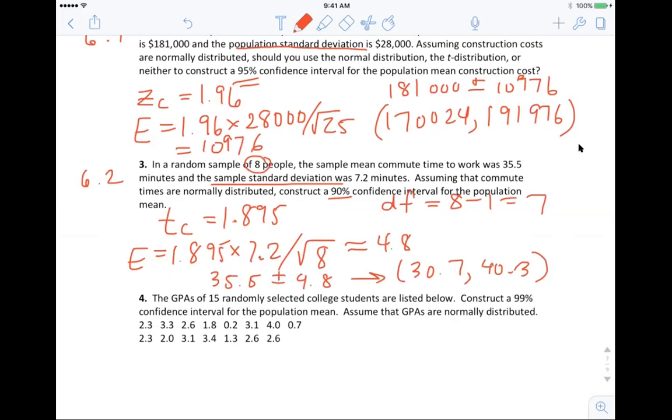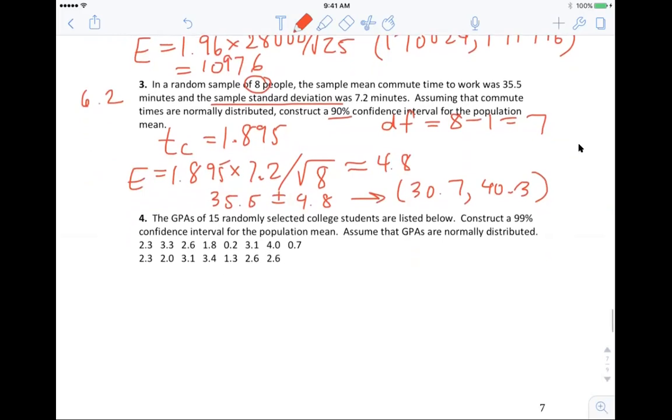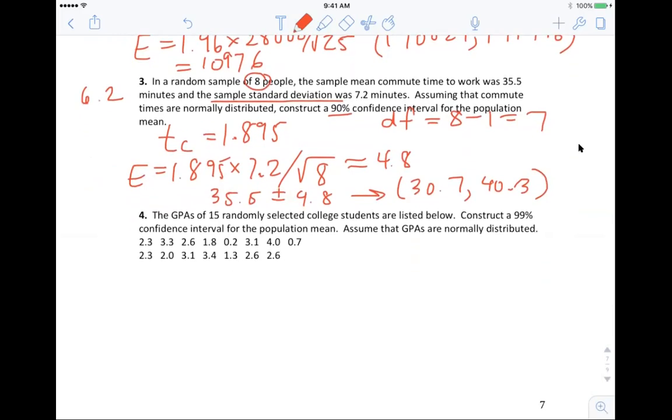The next thing on this last one, if it's any kind of raw data, like this one, use StatCrunch for sure. Okay. Because you're going to need the standard deviation. And so since you have to calculate that anyway, let's just do it all with StatCrunch.